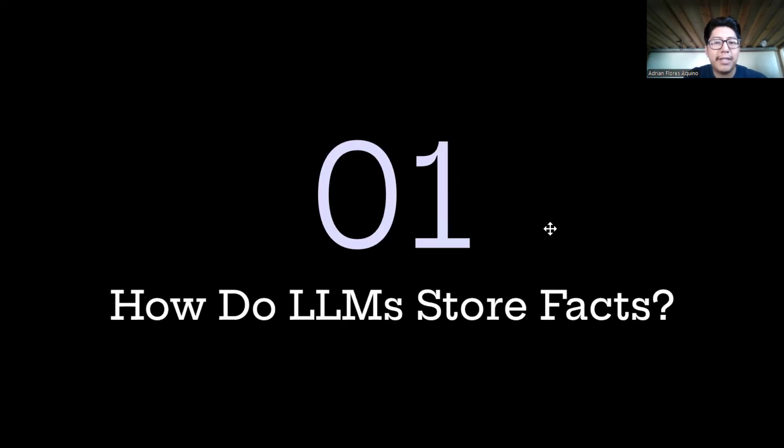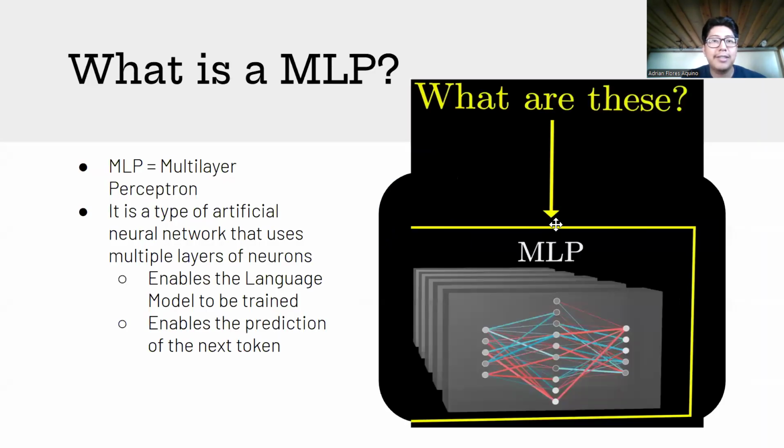So I'll be talking about how large language models actually store facts. Before getting started, like I was saying, what is an MLP, also known as a multi-layer perceptron? If you have never heard of this term, it's totally fine. This is very new to me as well, but it is a type of artificial neural network that uses multiple layers of neurons.